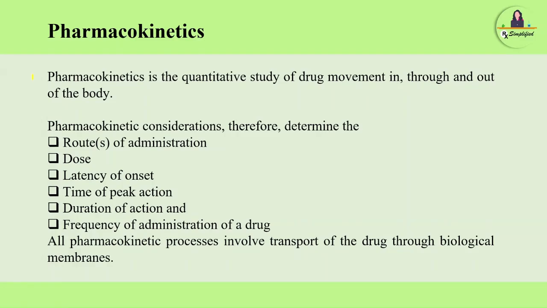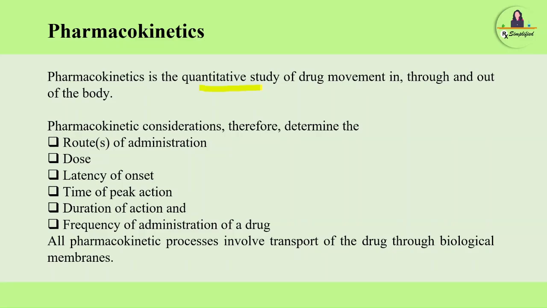We have previously talked about what pharmacokinetics is. So pharmacokinetics is what the body does to the drug. It means how our body deals with the drug. The movement of drug in our body is known as pharmacokinetics. So pharmacokinetics is the quantitative study of drug movement in, through and out of the body.